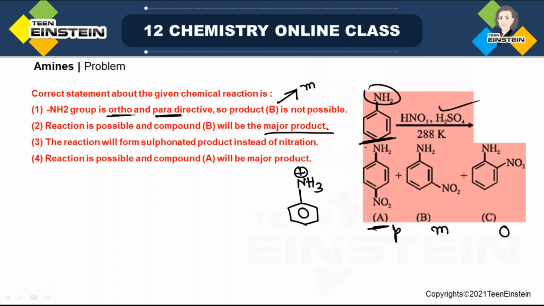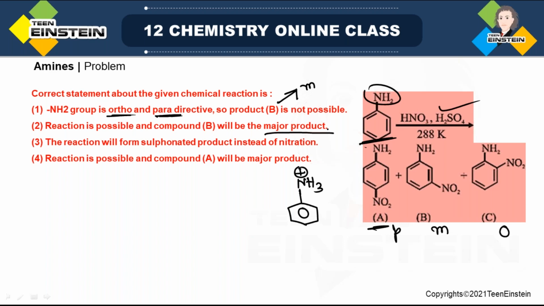Third statement: the reaction will form sulfonated product instead of nitration. This is completely wrong because we do not get sulfonated product. You get sulfonated product only when you use only H2SO4. But when you are using a mixture of HNO3 and H2SO4, it is not that you are getting sulfonated. So this is also not correct.